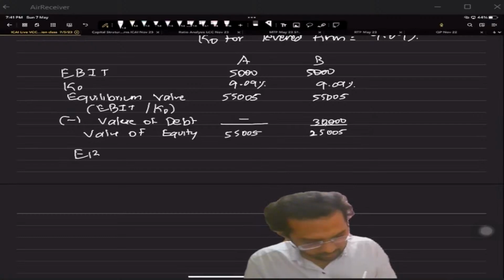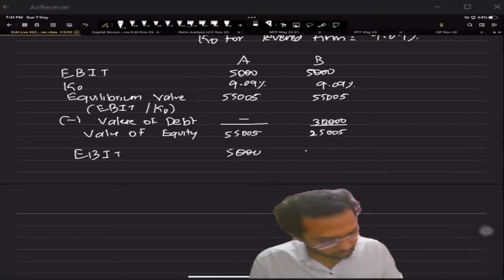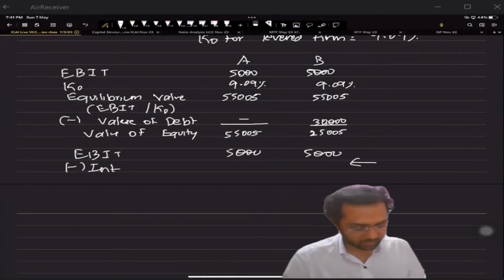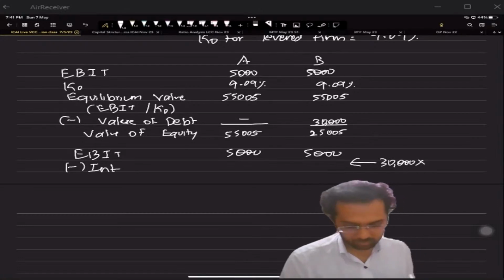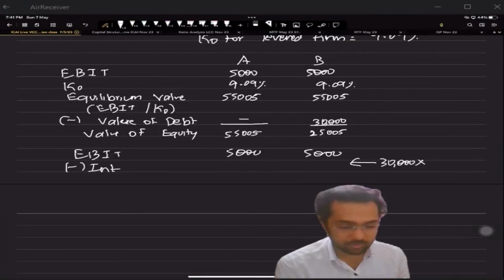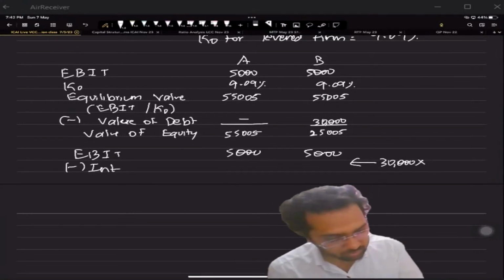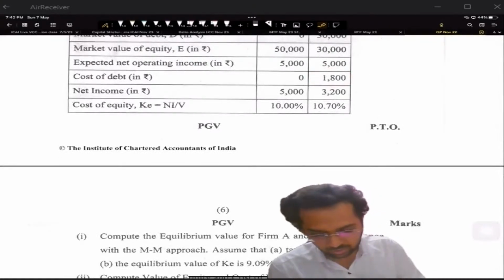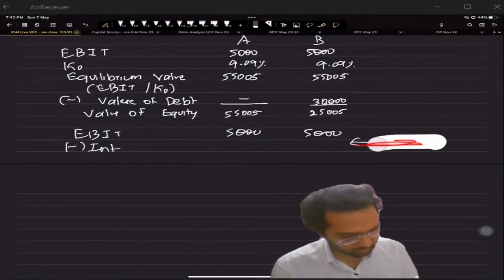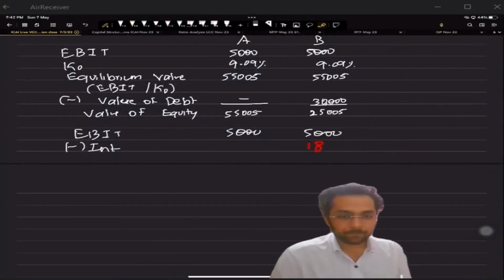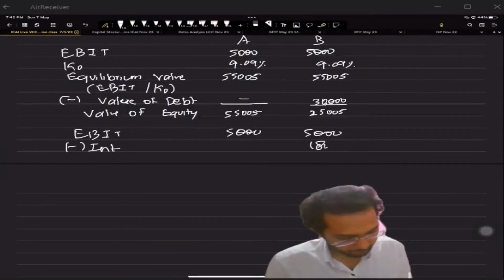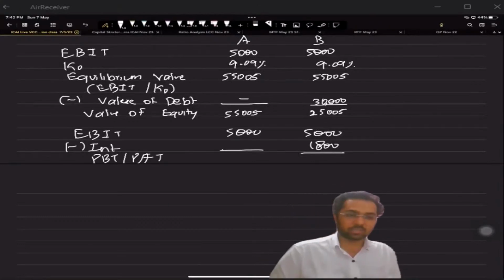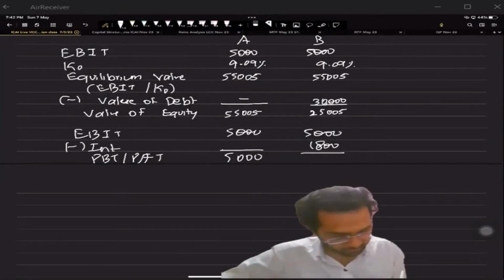So for that purpose, we have the EBIT figure, which is equal for both, less interest. We will have interest only in the second case, which is 30,000 into the cost of debt. Now, if we look at the question, cost of debt is directly given as 1,800. So we can simply say this to be 1,800. And then you have PBT as well as PAT. Both of them are same because there's no tax.